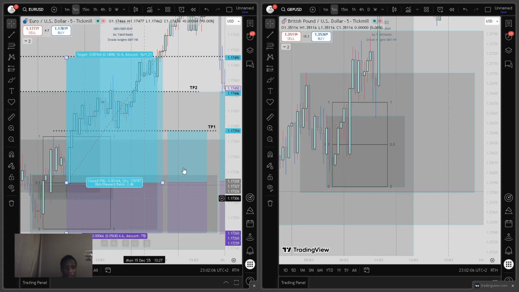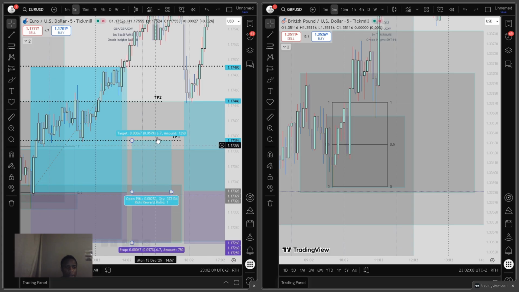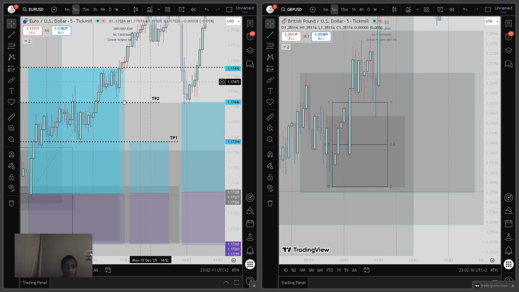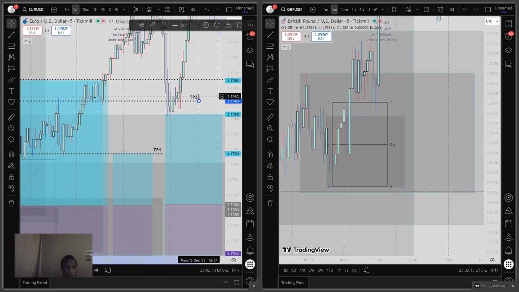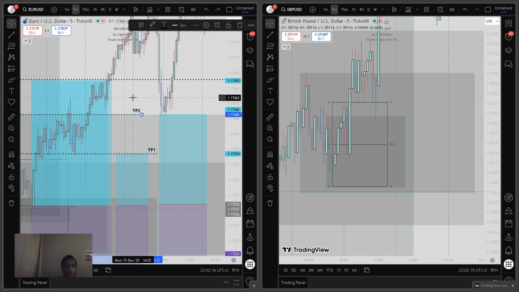Took the entry right there, placed TP1, TP2 like that, going higher. And as you can see, all take profits were hit.